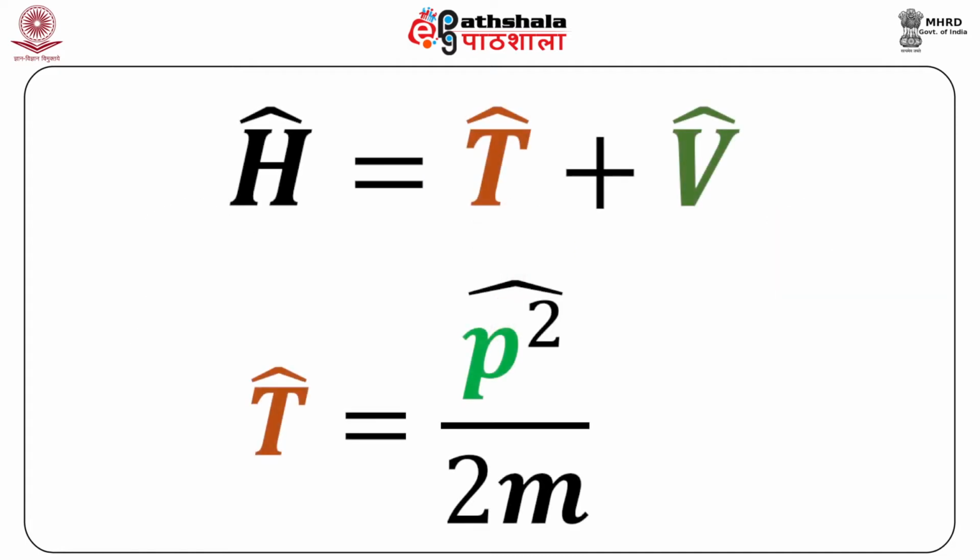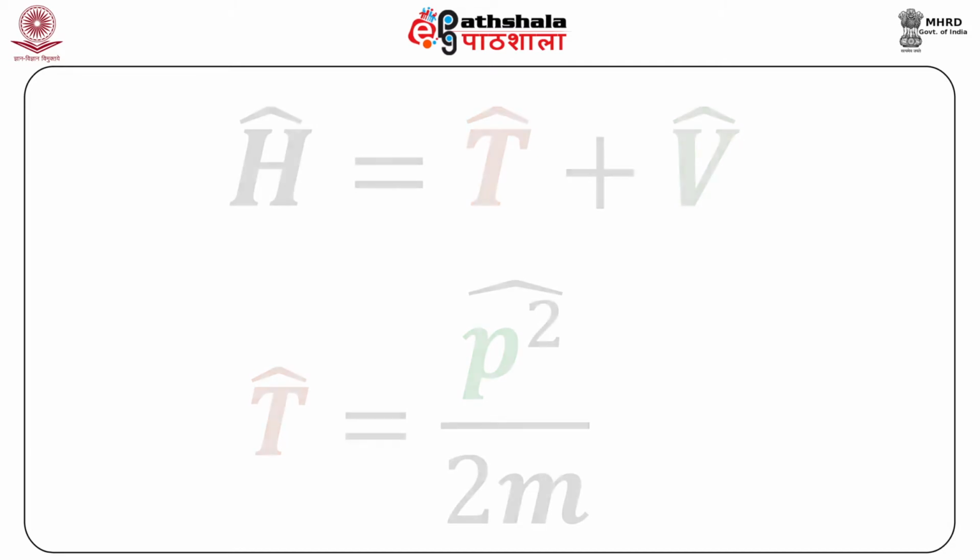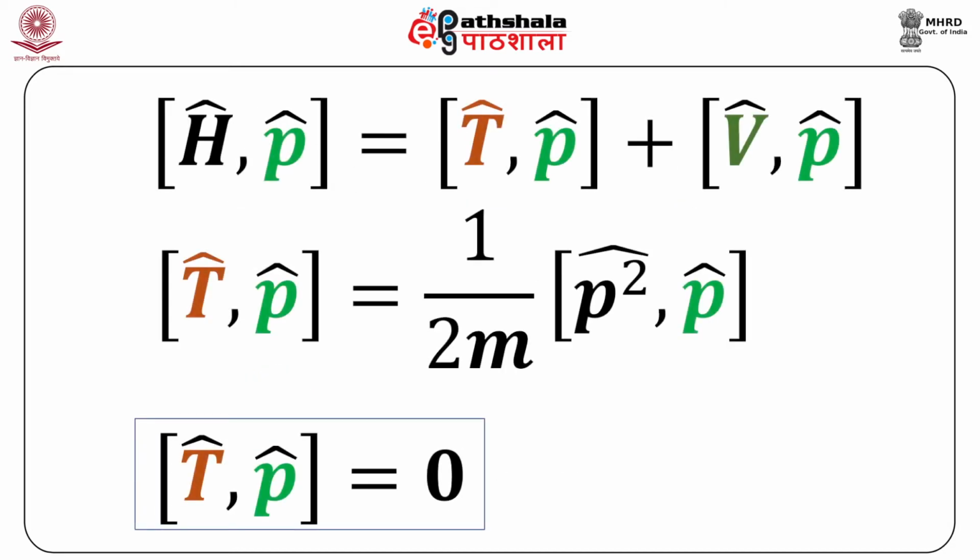In terms of linear momentum, kinetic energy operator is equivalent to P square by 2m, where P is the linear momentum operator and m is the mass of the system under consideration. That means the commutation of Hamiltonian with linear momentum operator can be expressed as sum of commutation of kinetic energy operator and linear momentum plus the commutation of potential energy operator and linear momentum operator.